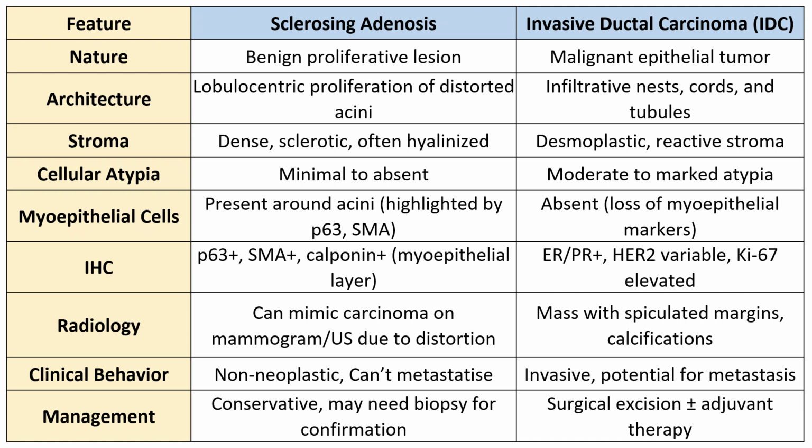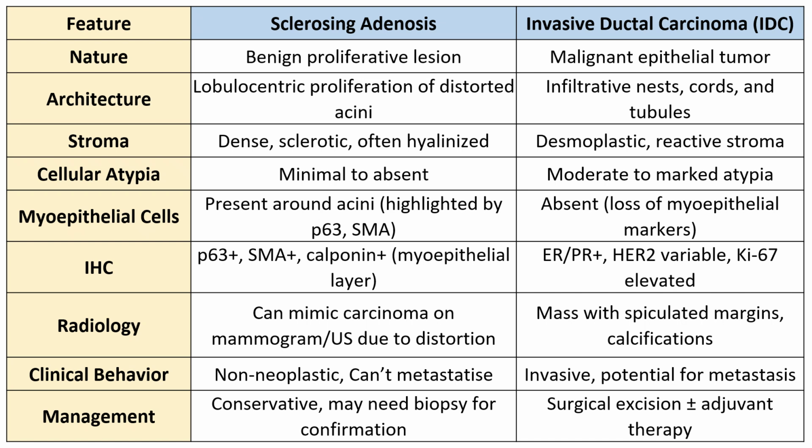Myoepithelial cells are intact in sclerosing adenosis, which are highlighted by P63, SMA, and smooth muscle myosin heavy chain. They are absent in invasive duct cell carcinoma, and hence there is loss of myoepithelial markers. In IHC, as the myoepithelial cell layer is intact, it is positive for P63, SMA, calponin. In invasive duct cell carcinoma, the myoepithelial cell layer is absent, only luminal cells are present. They are positive for ER, PR, and HER2 variable positivity will be seen, and increased Ki67 expression is seen.